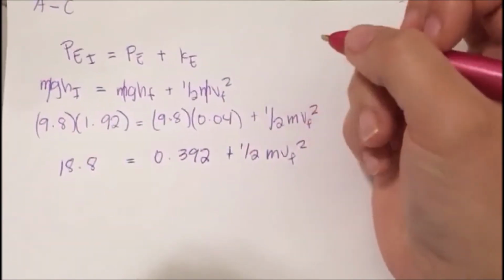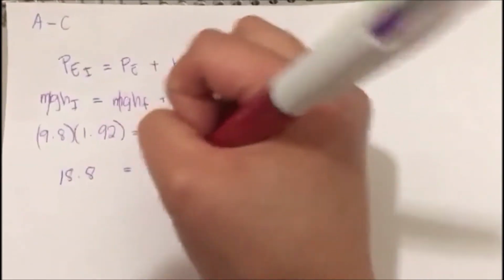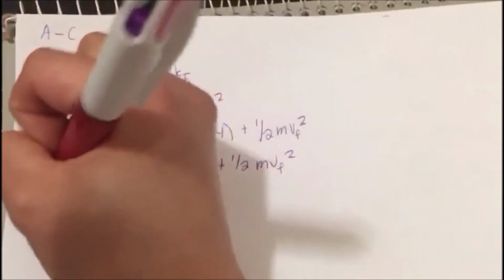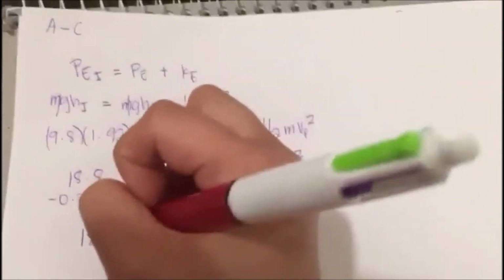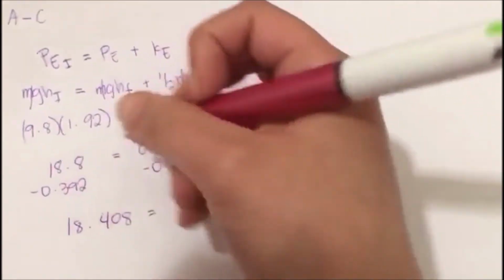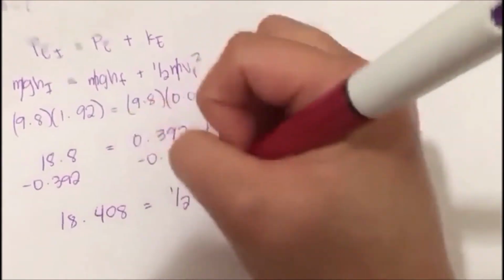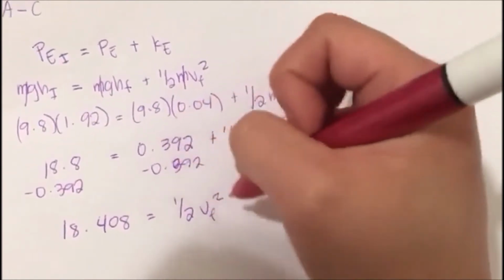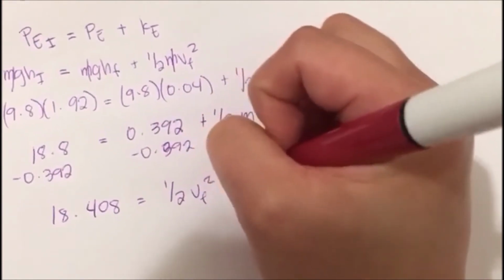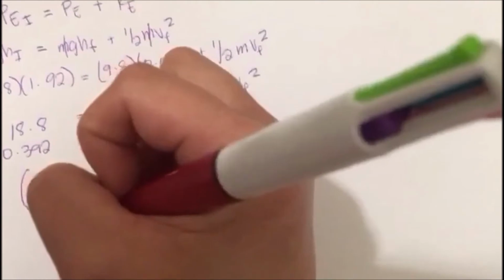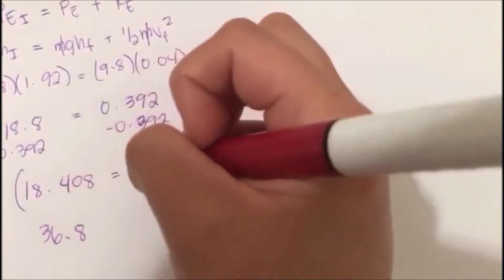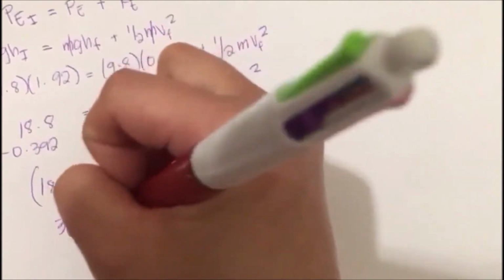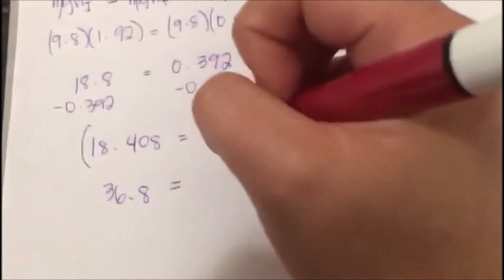Now let's take 18.8 subtracted by 0.392. So that's going to be 18.408, which is equal to 1/2 v final squared. Now multiply both sides by 2. So 18.408 times 2 is 36.8, and 1/2 times 2 is 1. So this is equal to the square of the speed.